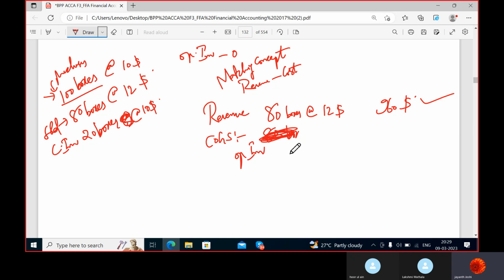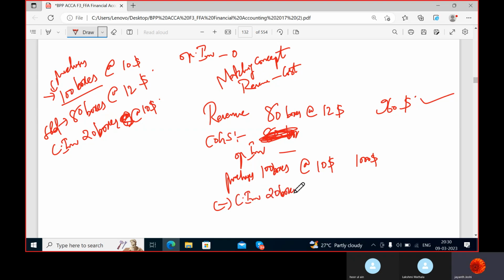Opening inventory nil. Purchases. How many boxes did I purchase? 100 boxes, at the rate of $10. So my purchase is how much? $1,000. How many boxes haven't I sold? 20 boxes. Am I right? And I should not recognize the revenue for 20 boxes, correct? Because I did not sell them. So what shall I do, add or subtract? Subtract. Subtract closing inventory, 20 boxes.